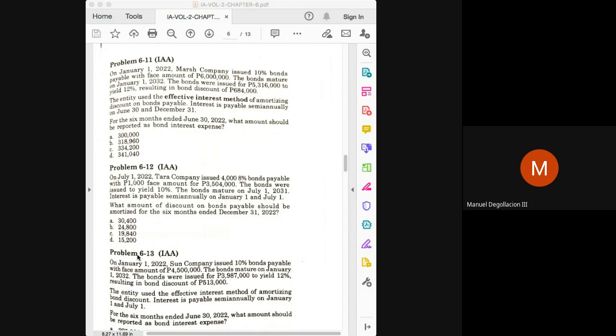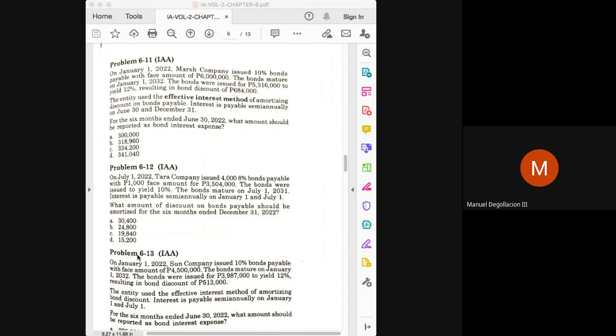And you would get 3,504,000 times 5%, you would get 175,200. Now, to what amount do you compare the 175,200? You multiply it with the fixed interest payment. How much is the fixed interest payment? Again, it will be based on the face value and the stated rate. How much is the face value? It's 4 million. How much is the stated rate?